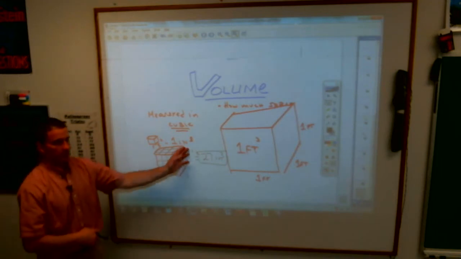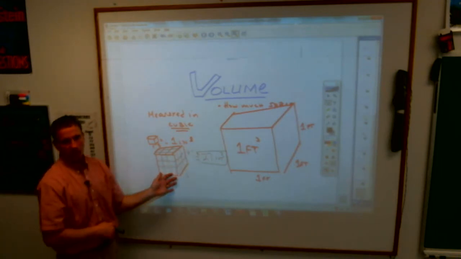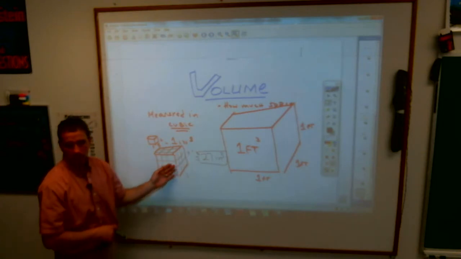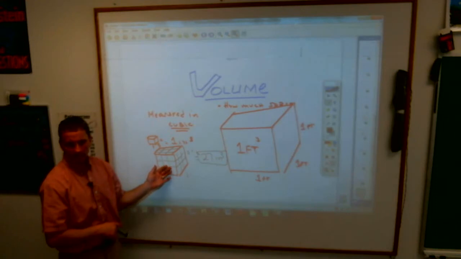Okay, I got 3, 3, and 3. How did I get 27 if I use those numbers? Certainly isn't going to be 3 plus 3 plus 3. 3 plus 3 plus 3 is only 9, so that's not right.